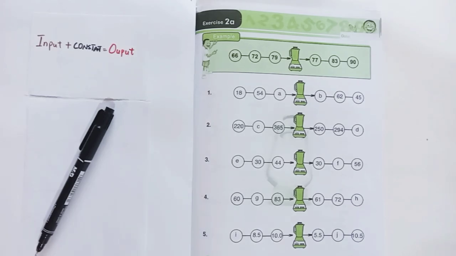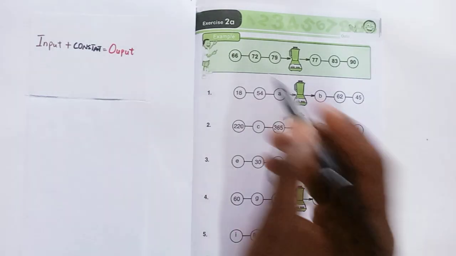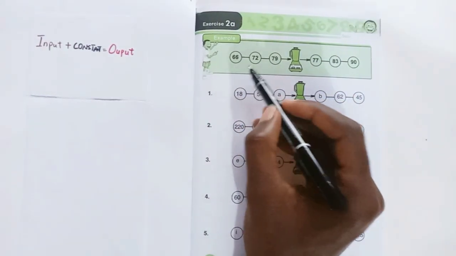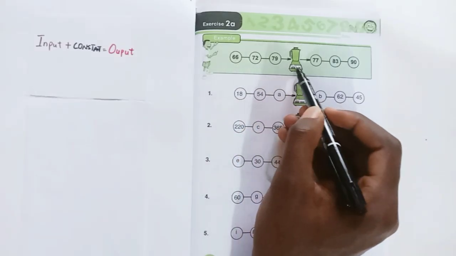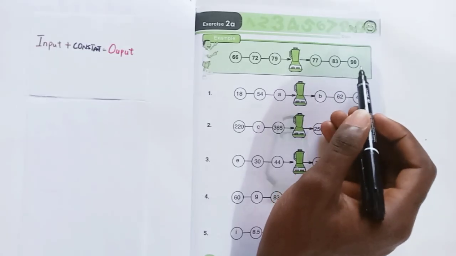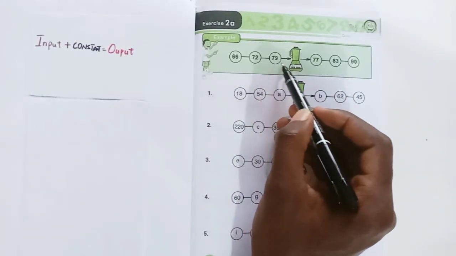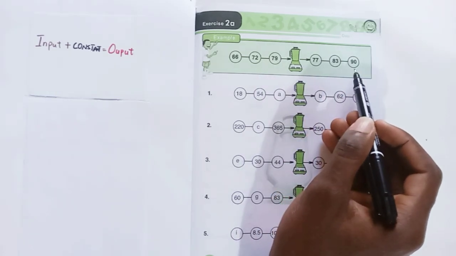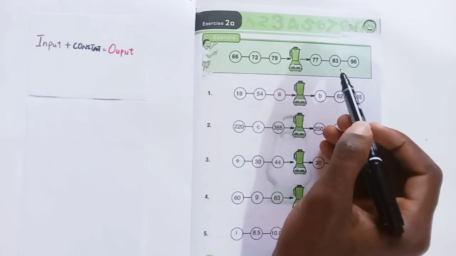So we are looking at exercise 2A of the Lantern Quantitative Reasoning book 4, and we've got an exercise here. What we have here is a blender. Something goes through the blender and then goes out. What is going in is the input, while what is going out is the output.